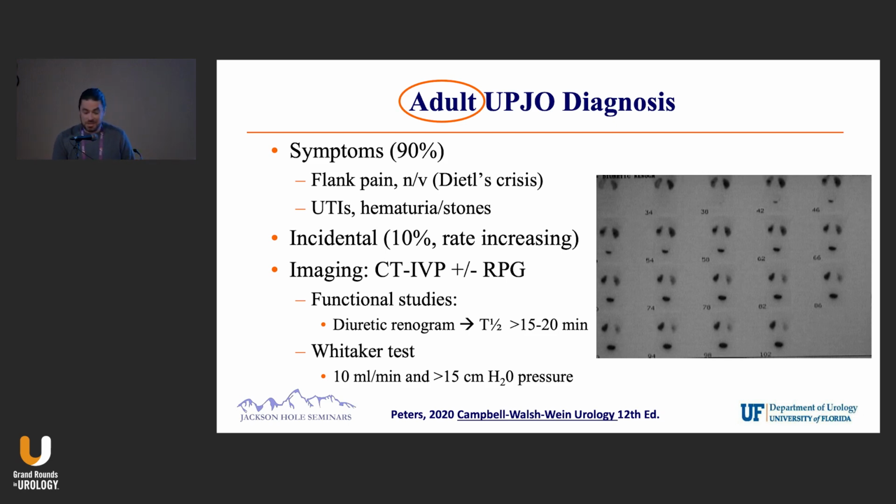Dietl's crisis, we mentioned it. It's the classic sign, but some of these people will actually have stasis stones, UTIs, pyelonephritis associated. And then more and more commonly with more CT scans, we're actually finding this more incidentally as well. So the imaging study of choice is a CT IVP.